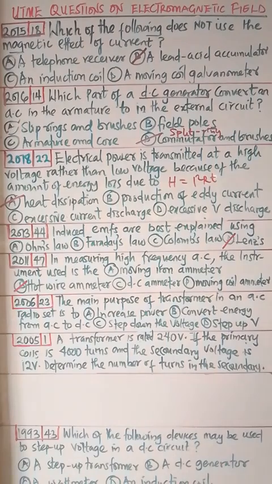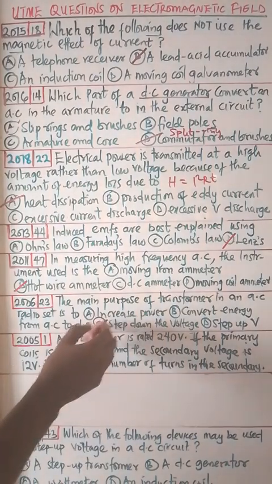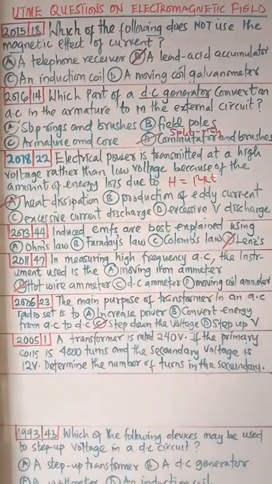Next, step down the voltage. Yes, the answer is step down the voltage. Transformers are used to step down voltage in a radio, because the input voltage is usually high, so the transformer inside needs to step it down.